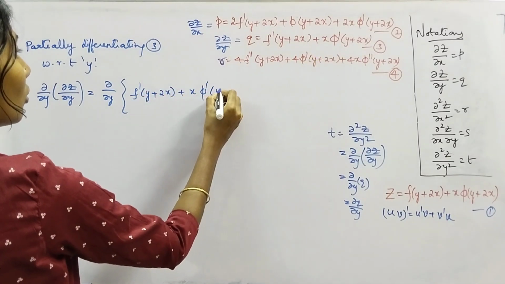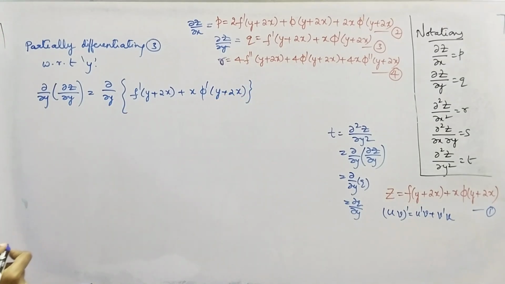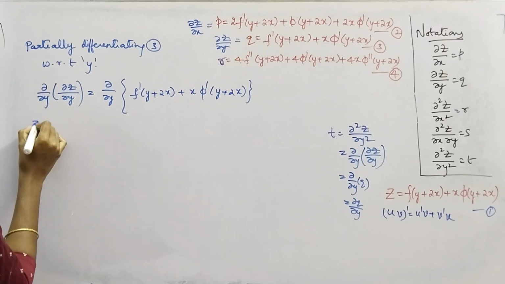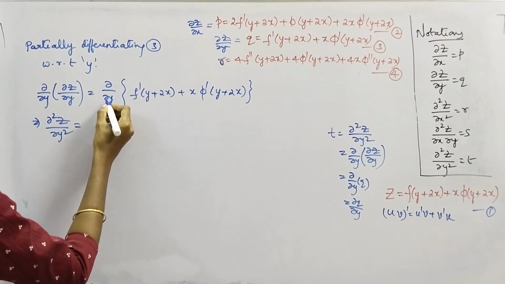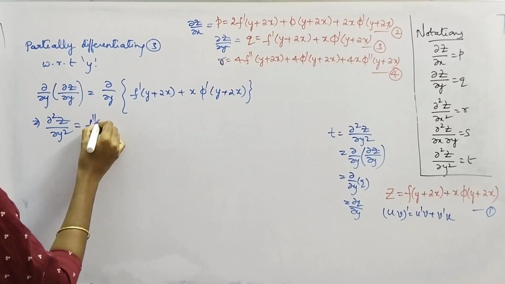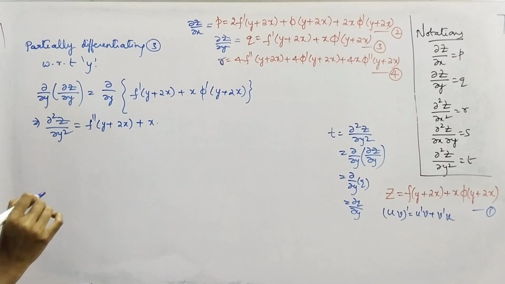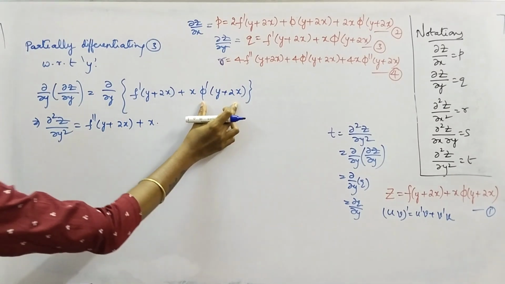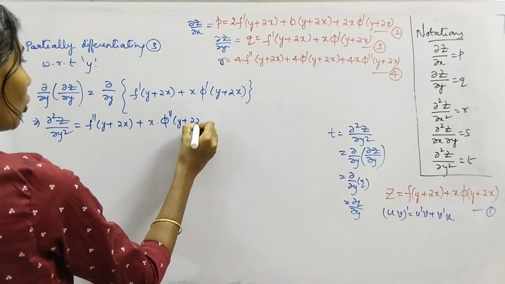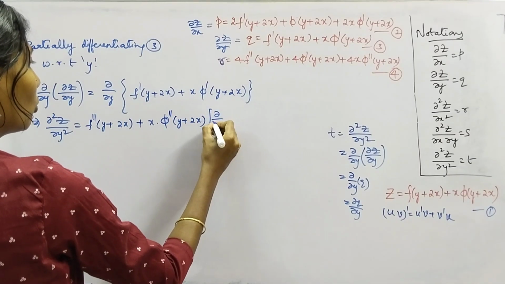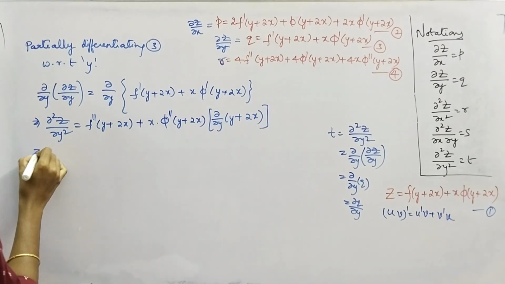φ' of y plus 2x. Here we are partially differentiating with respect to y, so treat x as constant. This gives us ∂²z/∂y² equal to the partial derivative of f' with respect to y, which is f'' of y plus 2x, plus x. Since x is constant, we can write x into the partial derivative of φ', which is φ'' of y plus 2x, into the inner derivative ∂/∂y of y plus 2x.